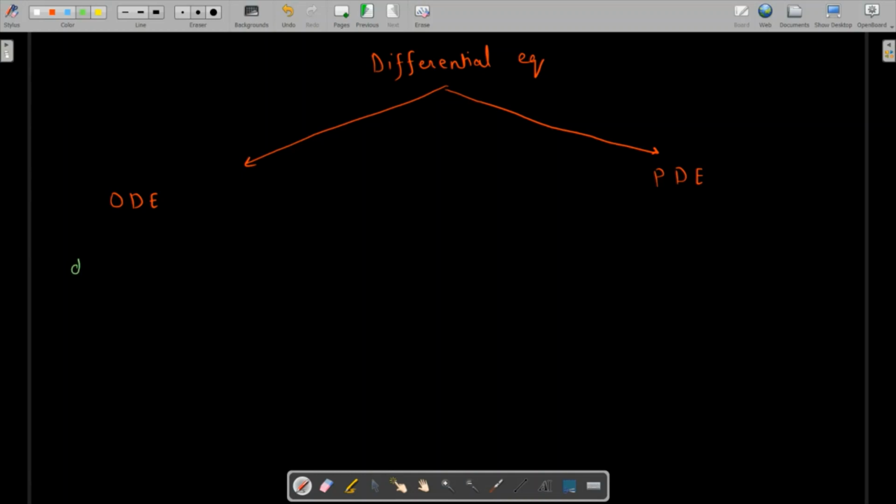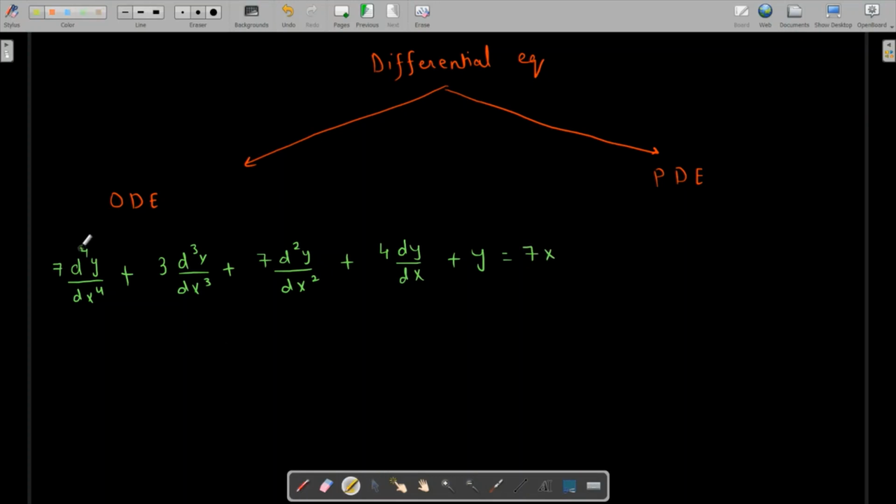So let's say we have a differential equation of the sort 7 d to the power 4 y over dx to the power 4 plus 3 d cube y over dx cube plus 7 d square y over dx square plus 4 dy over dx plus y is equal to 7x. In this case, the order of this particular differential equation is 4 first off, and this is an ordinary differential equation because all the derivatives are with respect to x only. That is the only variable with respect to which the derivative is available.